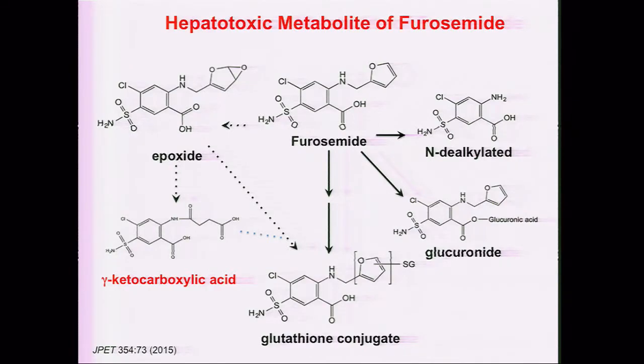Why is that? Well, it turns out Lasix gets converted. This is a furan. You open up the ring, and it generates an epoxide, which goes and binds to proteins and causes the toxicity. And you can't measure the epoxide because it's a transient intermediate, but it gets converted into this carboxylic acid, a KCA or ketocarboxylic acid.